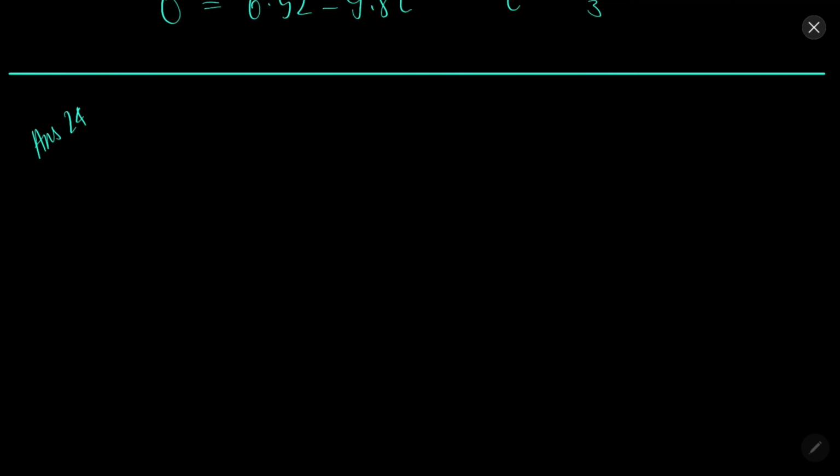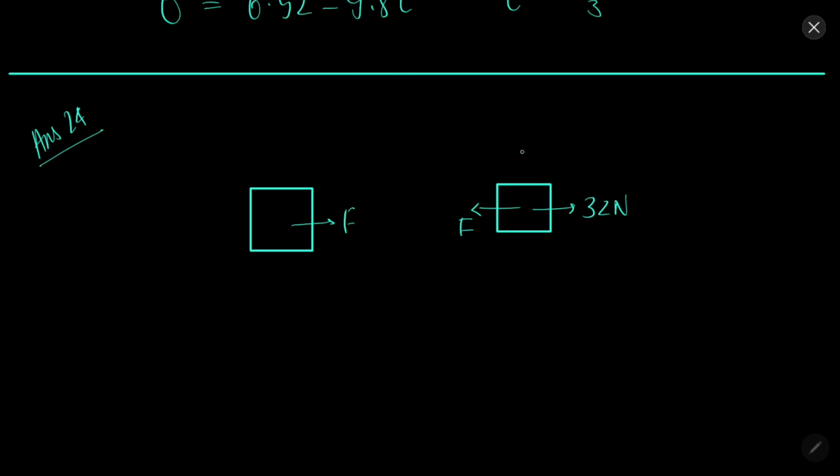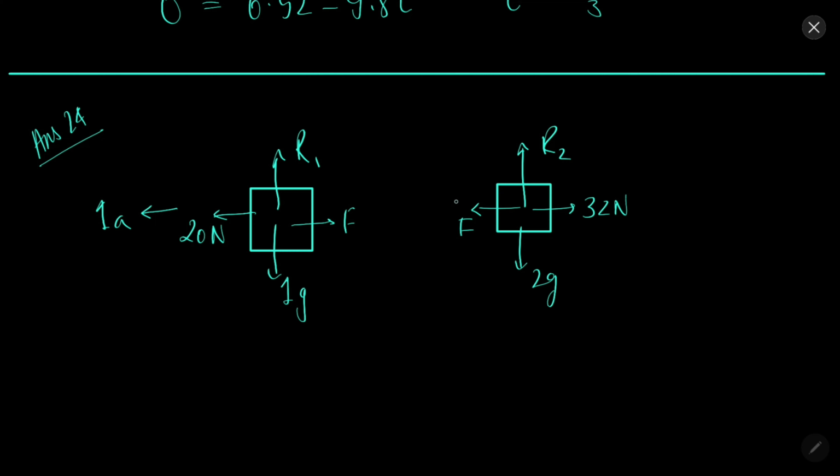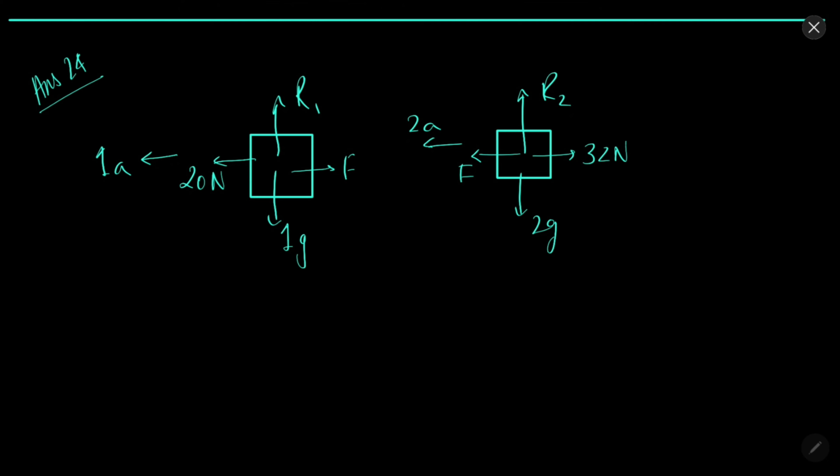So this is the 24th. Let's first draw the free body diagram on the individual bodies. One force here, 32 Newton, R2 normal force, 2g, mass is 2, this is 1g, mass is 1, this is normal force R1, 20 Newton. 1a is the acceleration here and 2a is the acceleration here. So ultimately F will be the contact force between them.